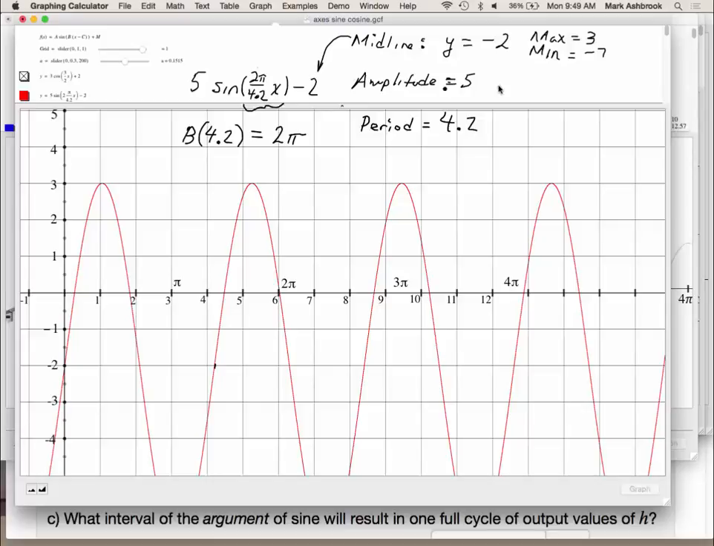Okay, any questions on that? That's exactly what that is: 2 pi over 4.2 x, sine, -2. All day Wednesday we'll be doing lots of these, but we'll get the horizontal shifts involved too.